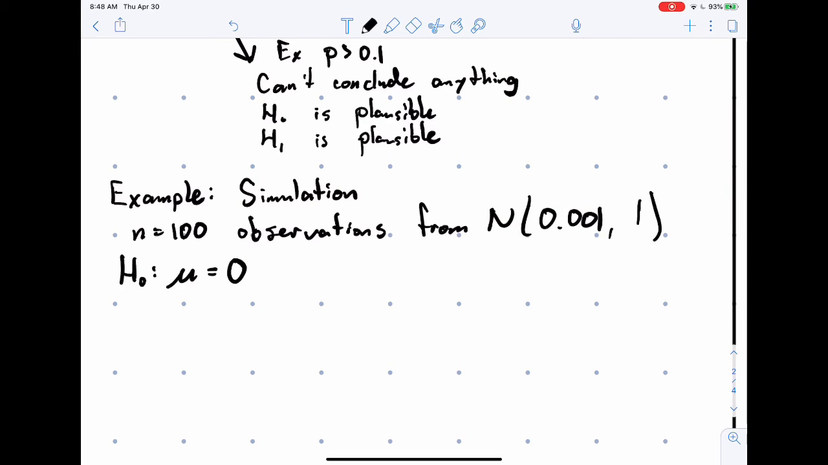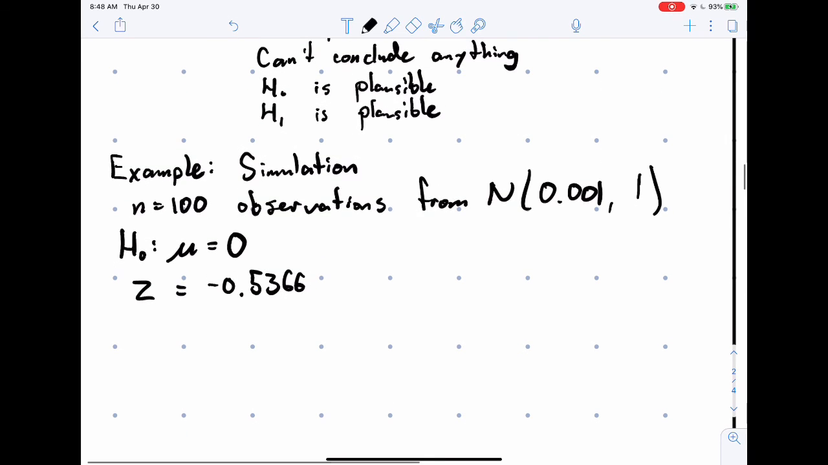But when I did this just one time, I compute the mean of these random numbers, and I convert that into a z value. My z value is negative 0.5366. I can now calculate the p-value under the null hypothesis, and the p-value equals 0.59 approximately.